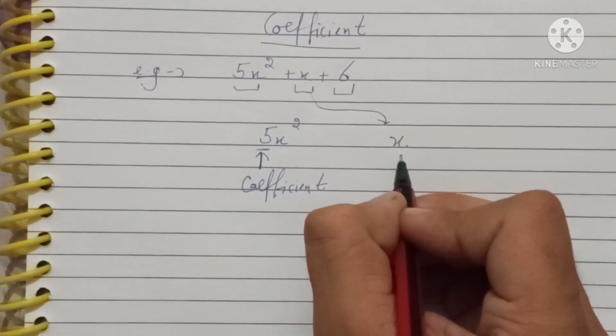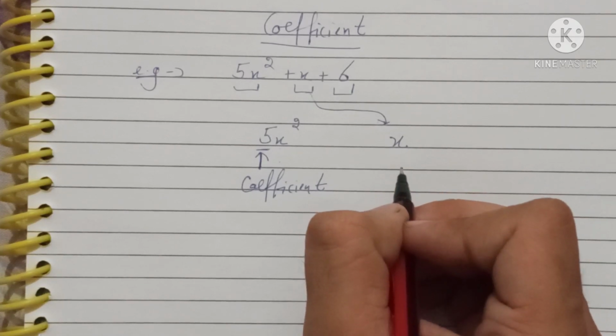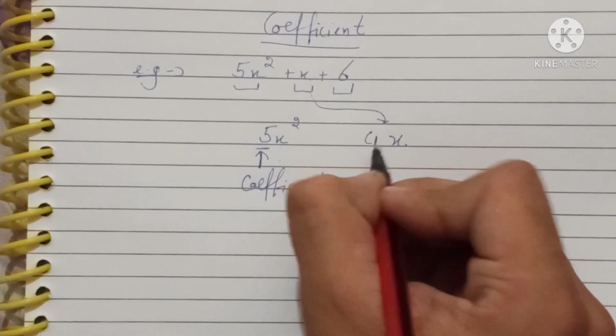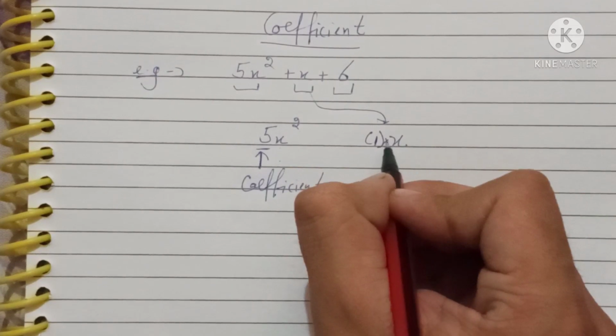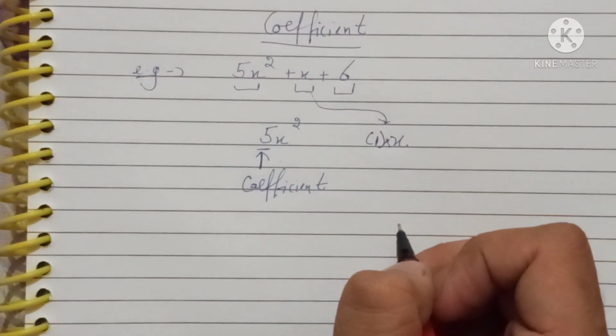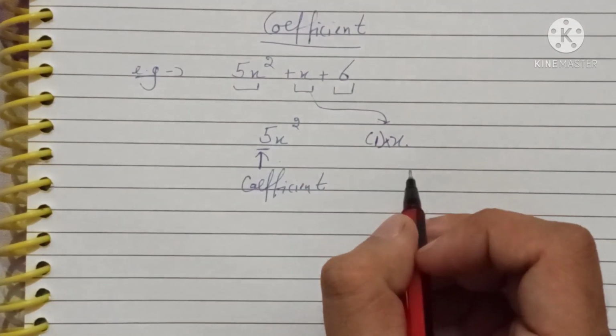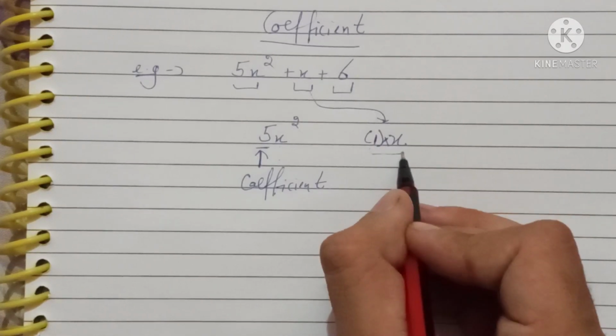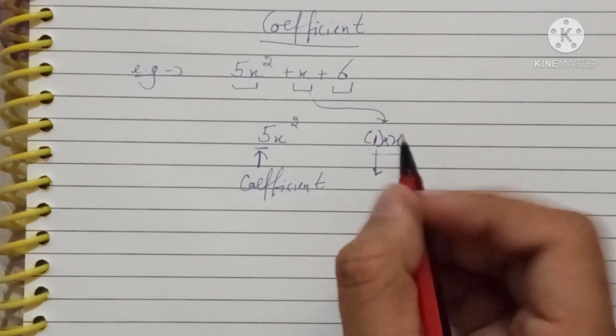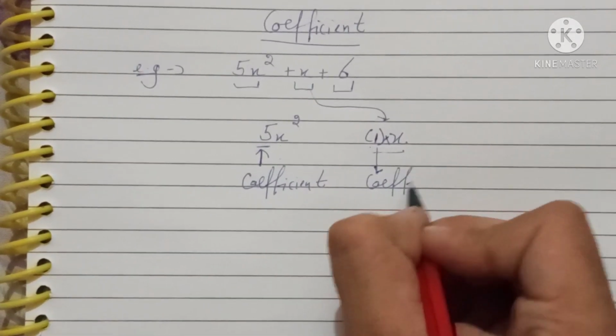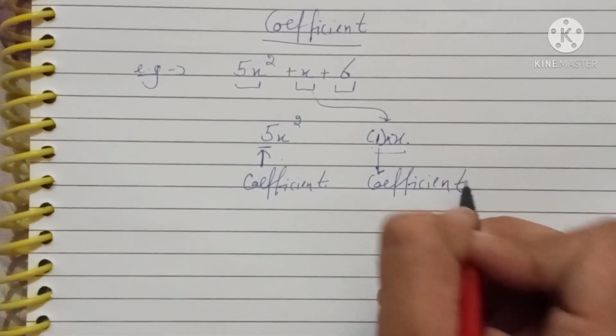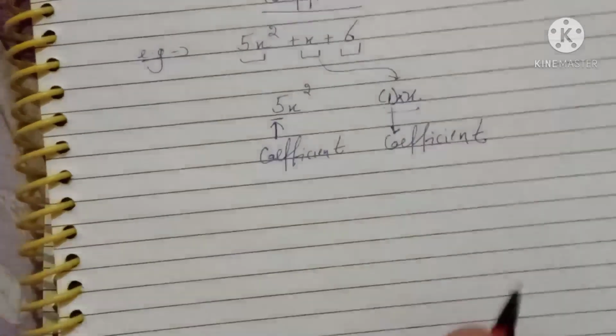Now take the term x. What is the coefficient of this term? Let's take 1 into x. We can write x as 1 into x. So what is the coefficient of this term? 1. So this is the coefficient of this term. So you understood the concept of coefficient.